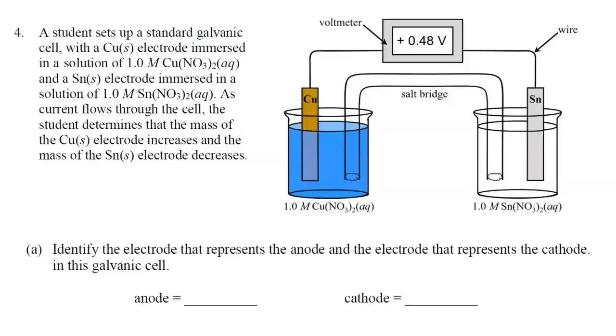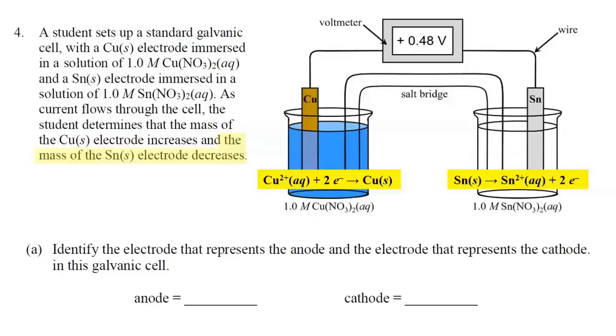So it says, as the current flows through the cell, the student determines that the mass of the copper electrode increases and the mass of the tin electrode decreases. So if the mass of the copper electrode increases, that means that in that copper container, the change is from aqueous ions to solid copper atoms. That's why the mass increases. And then on the other side, in the tin container, since the mass of the tin electrode decreases, the change must be from atoms of tin to aqueous tin 2+ ions.